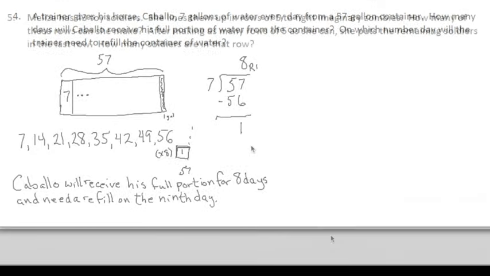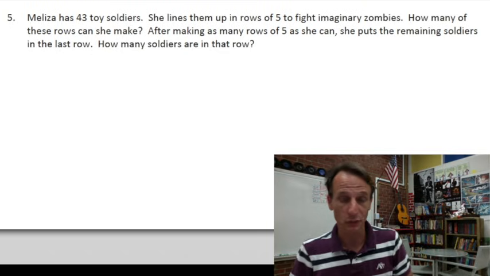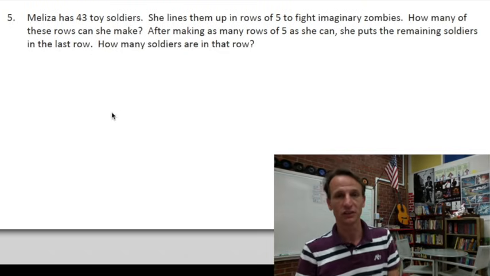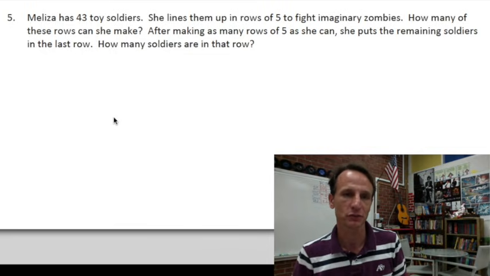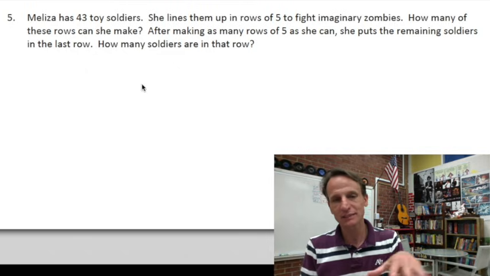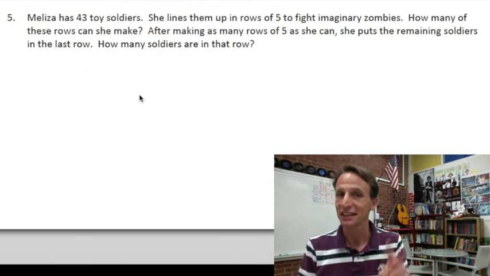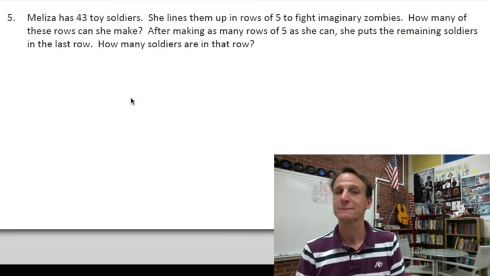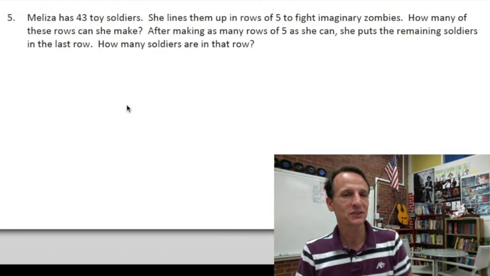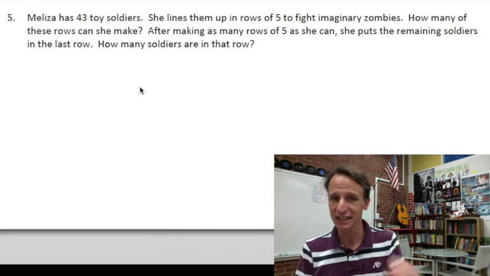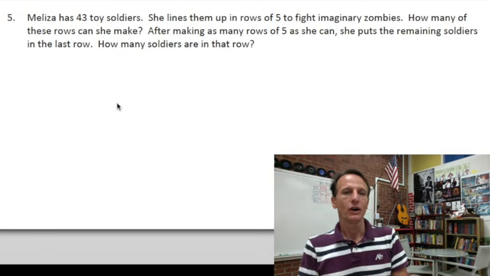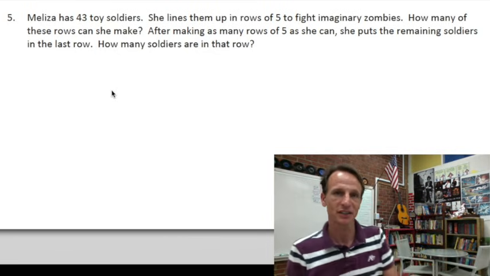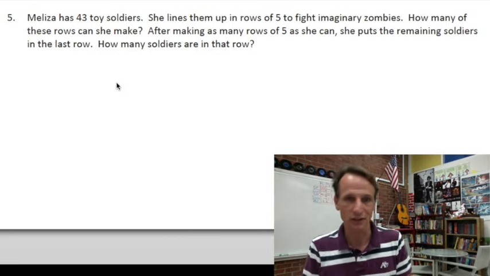Let's go on to number 5. And I'd like to present this question with the award for one of the weirdest questions in all of Eureka Mathdom. Melissa has 43 toy soldiers. She lines them up in rows of 5 to fight imaginary zombies. How many of these rows can she make? After making as many rows of 5 as she can, she puts the remaining soldiers in the last row. How many soldiers are in that row? Okay, imaginary zombies, as opposed to those actual zombies, right?